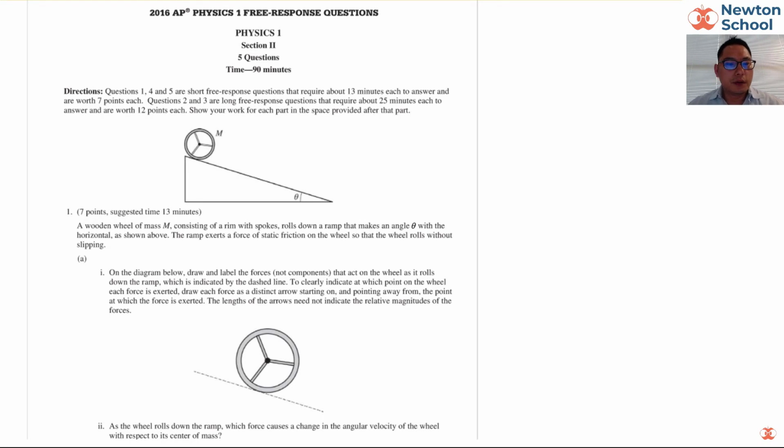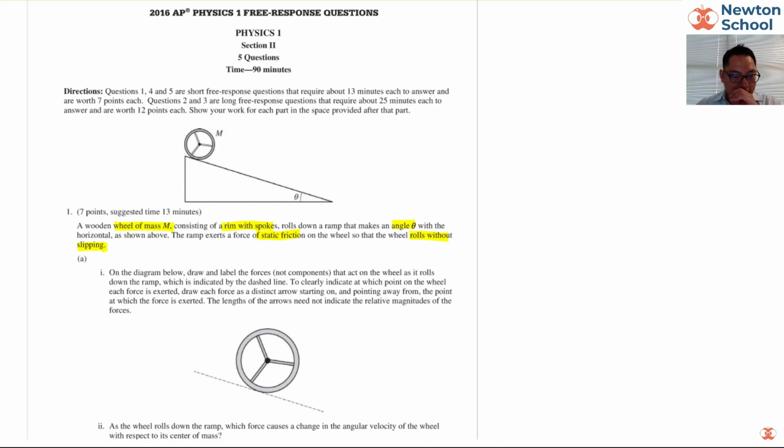Now let's look at the 2016 AP Physics 1 free response question number 1. You have a wheel of mass m, with spokes, that rolls down a ramp with angle theta. It's a typical rolling down the ramp question. You have static friction, meaning it's not slipping, as it says right there. So you have to use static friction.